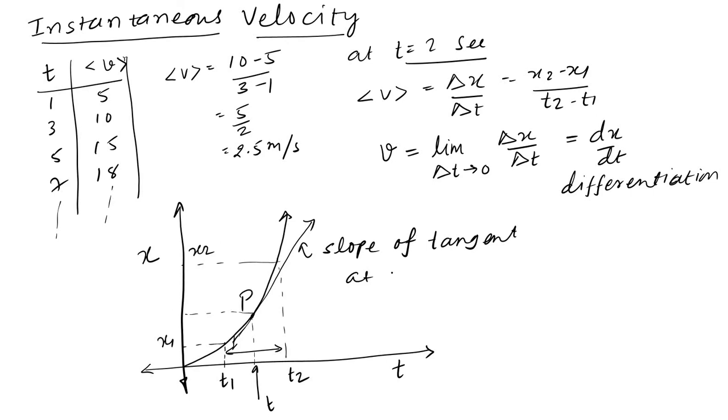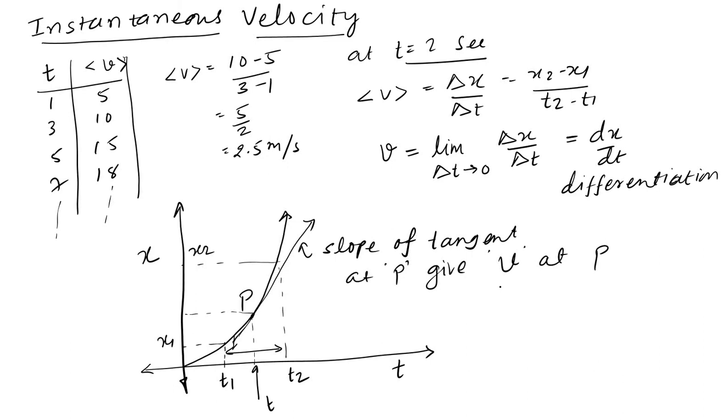Suppose this is the point P. At point P, the tangent gives the instantaneous velocity, right? So instantaneous velocity can be found graphically at any point if you draw a tangent to that particular curve.